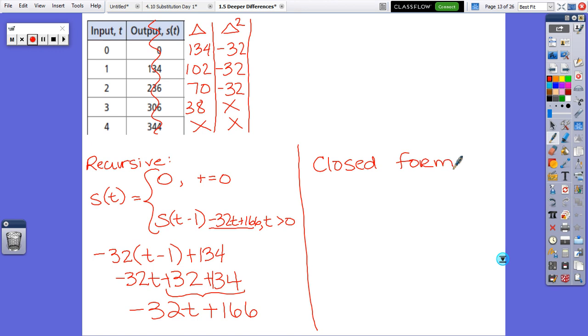On to closed form. Okay, so we don't need to ignore this anymore. So first thing we're going to do is, because this ends in the delta 2 column, we know that this is a quadratic function. And so we know that the first term is going to be something t squared. And we know that the last term is going to be plus 0. And we just have to figure out what goes in this spot right here. So the way that we figure out this is we take our constant term, so negative 32, and we split it in half. So negative 32 divided by 2 is negative 16.